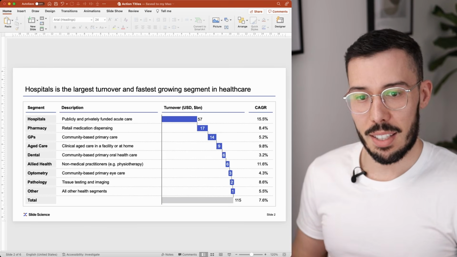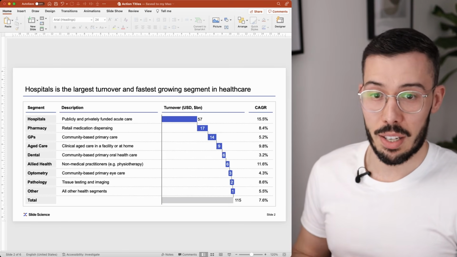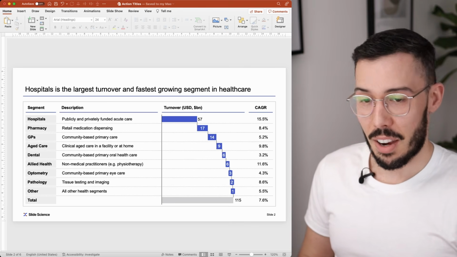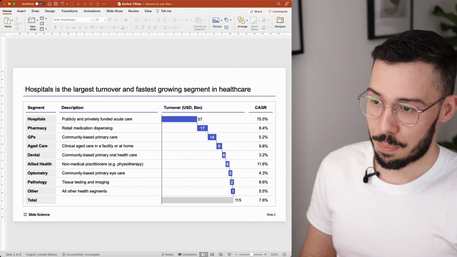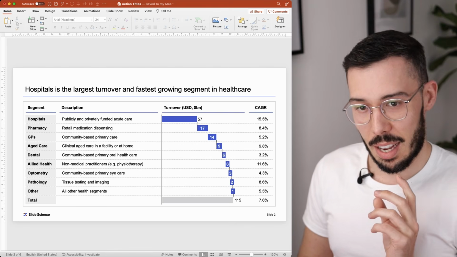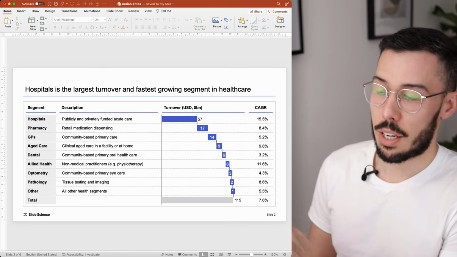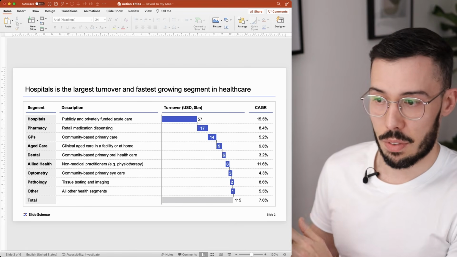Now you might be thinking to yourself, okay, I get it, but I just don't understand why it's important. And I do get that perspective. I used to have this perspective as well. But hear me out briefly. There are 2 reasons why it's important to use action titles instead of those previous versions of the titles.